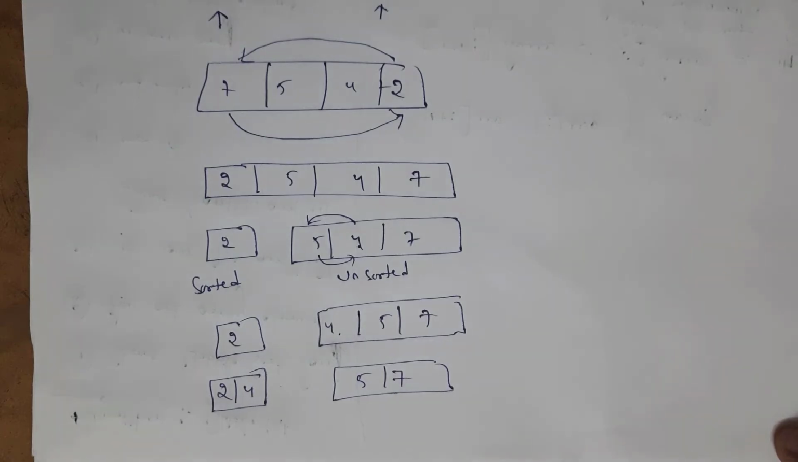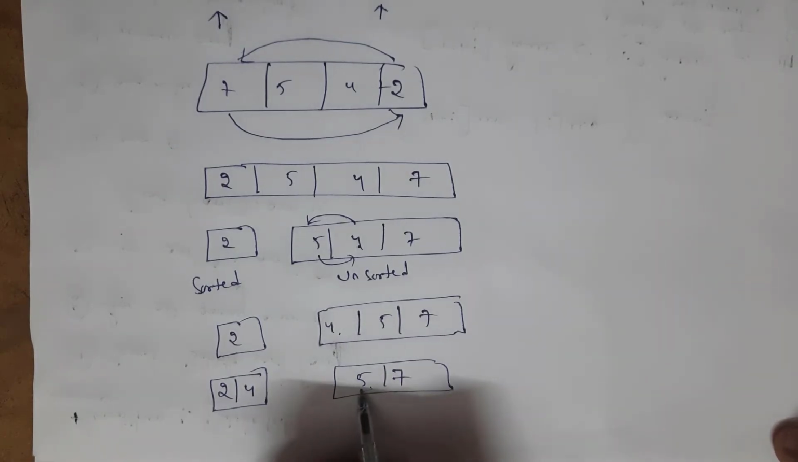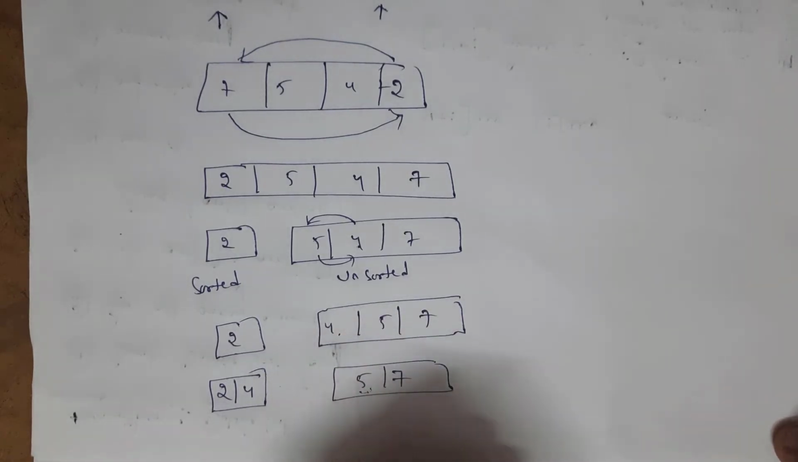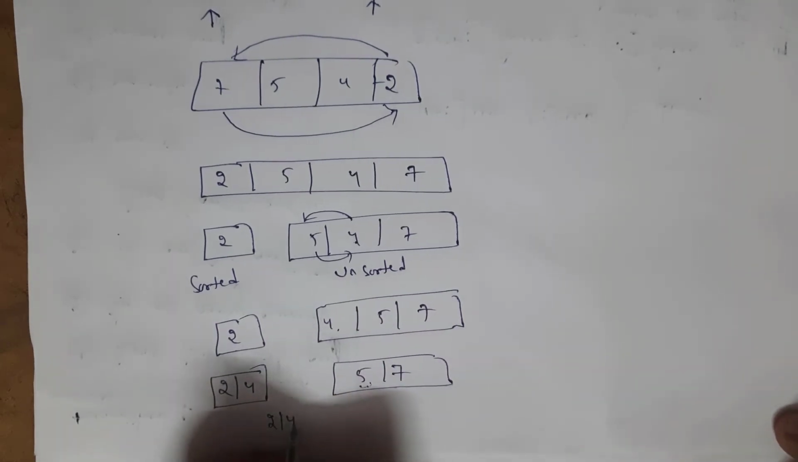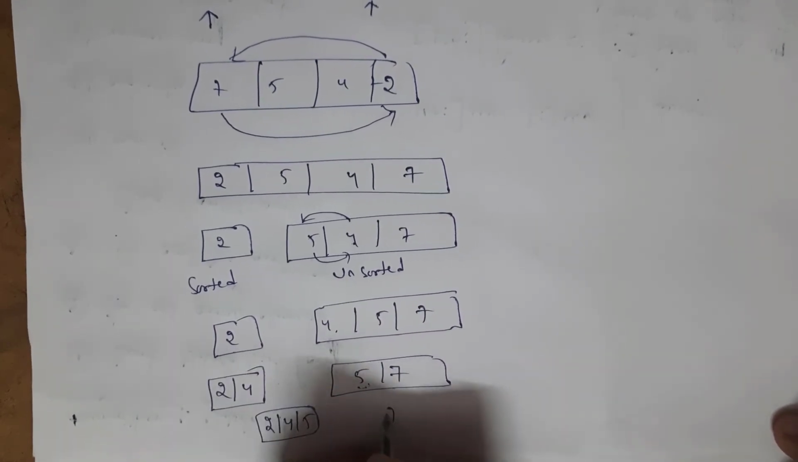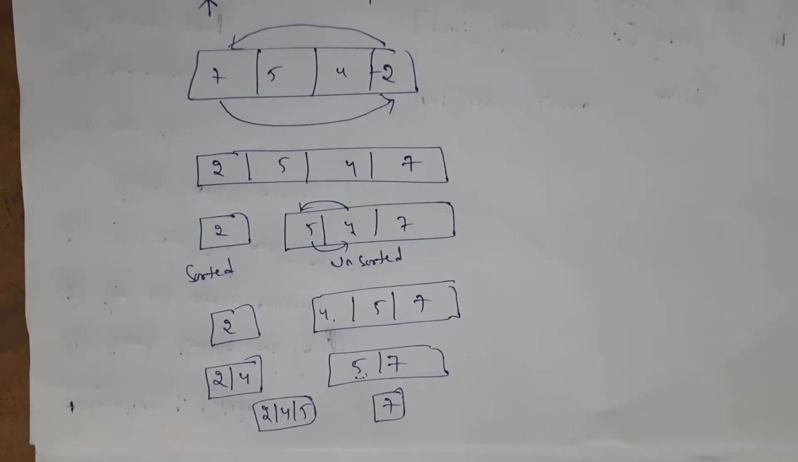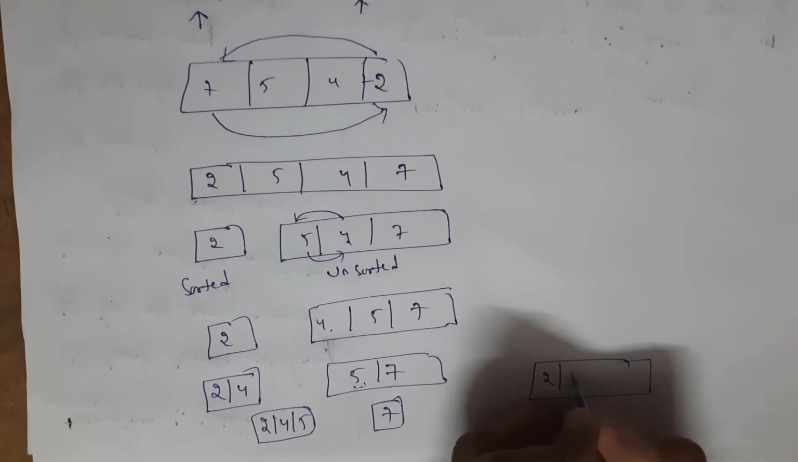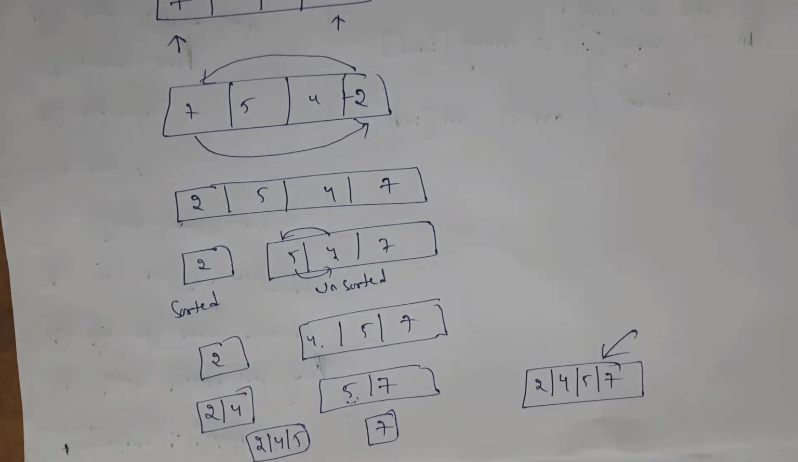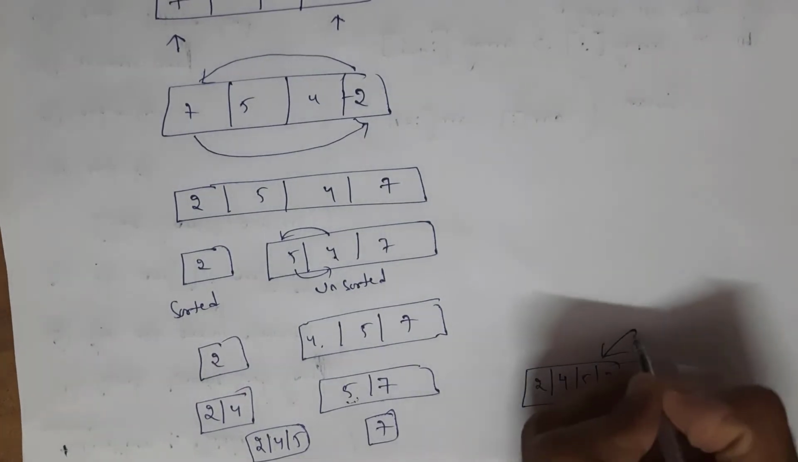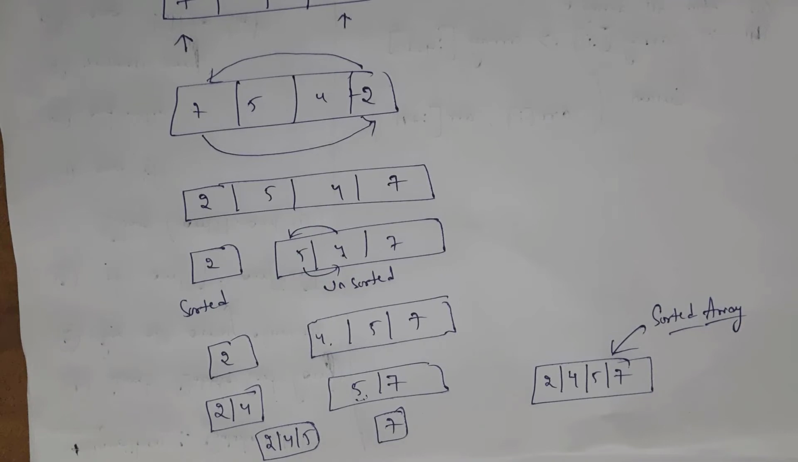Now again we need to find the minimum element from this unsorted array. The minimum element is 5. 5 is already at the beginning, so consider it as part of the sorted array. So 2, 4, 5 and 7 is left. This is the sorted array and this is the unsorted array. This 7 is at the beginning, so again move this 7 into the sorted array. All these elements are from small to big, so this is a sorted array. This is how we perform sorting by using selection sort.